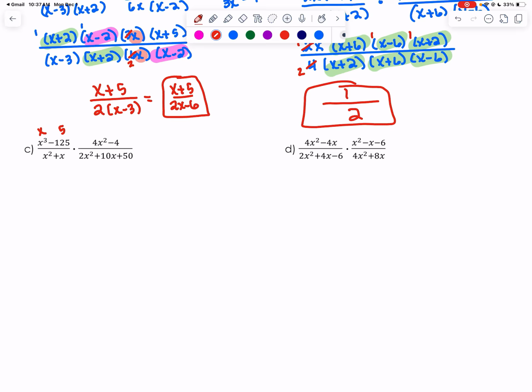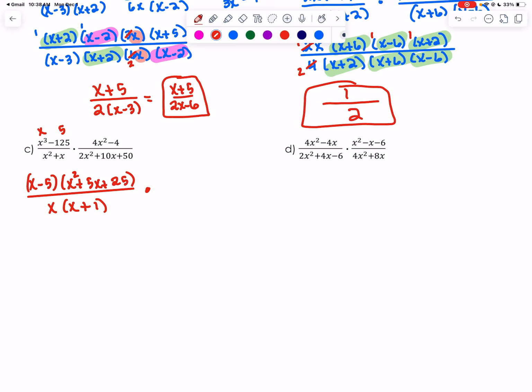So x cubed minus 125 would factor to x minus 5 times x squared plus 5x plus 25. Again, I'm not going to spend any time explaining my factorization. You may have to look that up on your own. On the bottom, we have x squared plus x, where I can take out the common factor of x, which would leave me x parenthesis x plus 1.